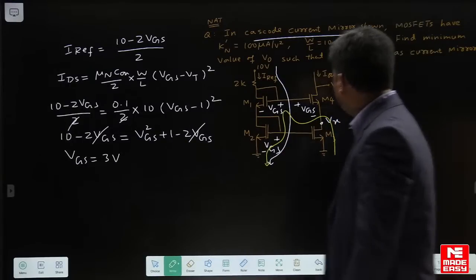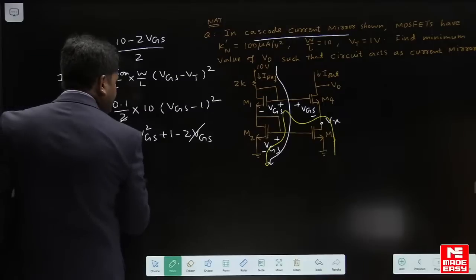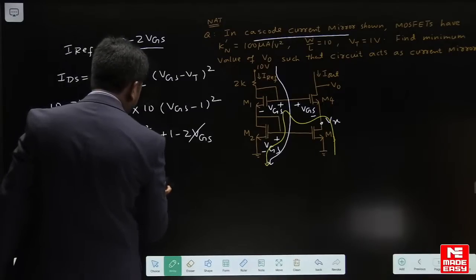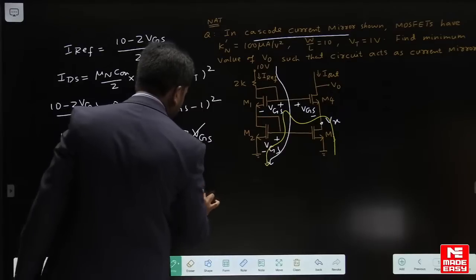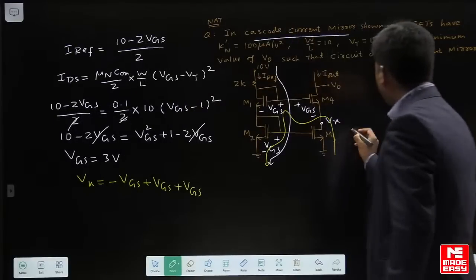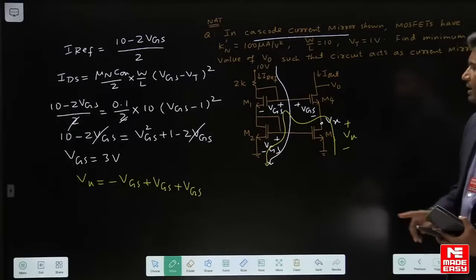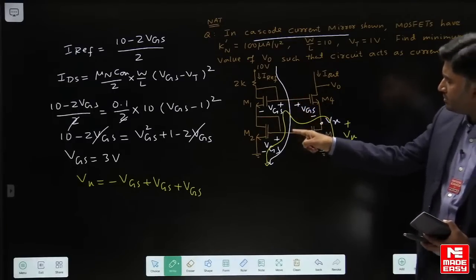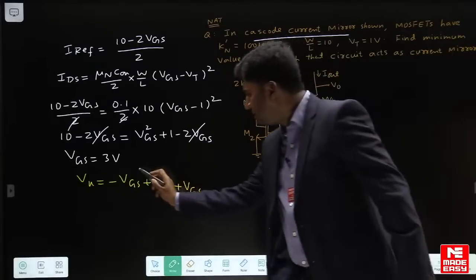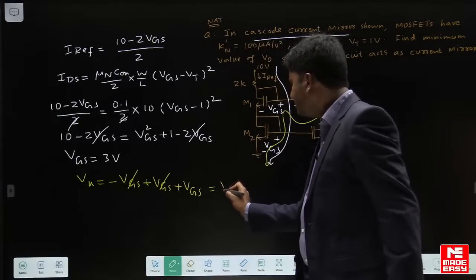Okay, you will get Vx equal to minus VGS plus VGS plus VGS. Okay, हमने यहाँ पर वोल्टेज को अस्यूम किया है Vx like this. तो अगर आप KVL अप्लाई करेंगे you will get Vx equal to minus VGS plus VGS plus VGS. ये minus VGS plus VGS कैंसिल हो जाएगा. It will be simply VGS only. Vx equal to VGS. Is that fine?